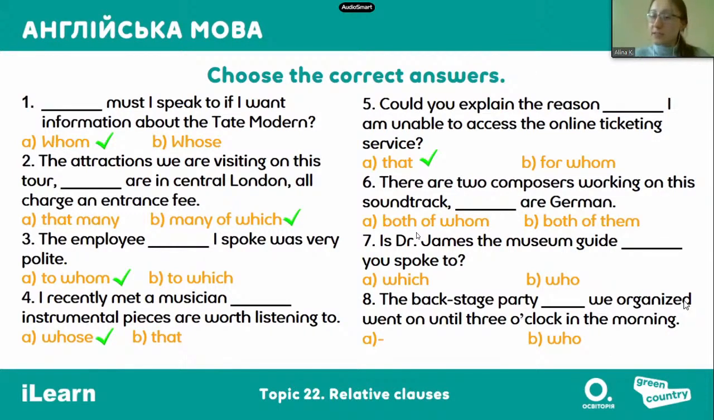And we need a relative pronoun if we talk about relative clauses. Наприклад, them – це у нас не relative, да? Нам потрібен whom, нам потрібен relative pronoun. Both of whom are German.